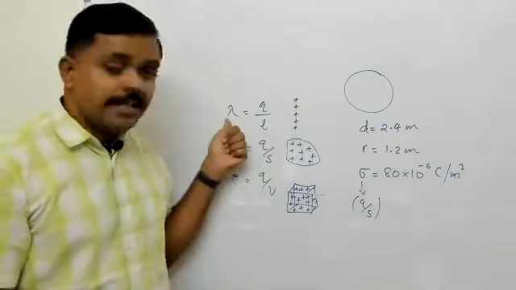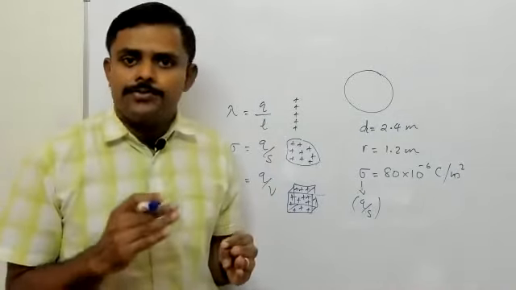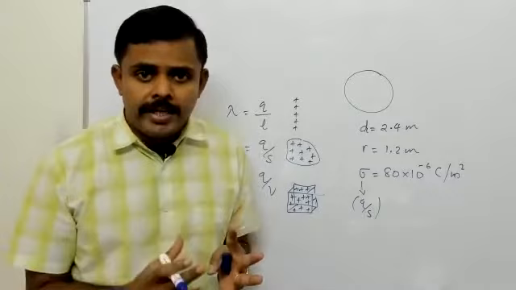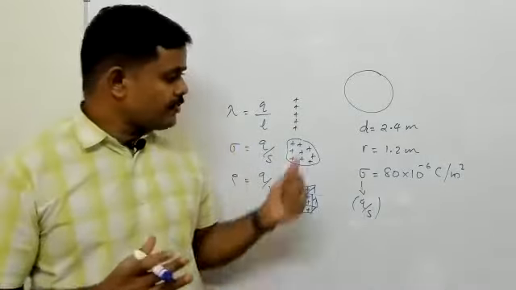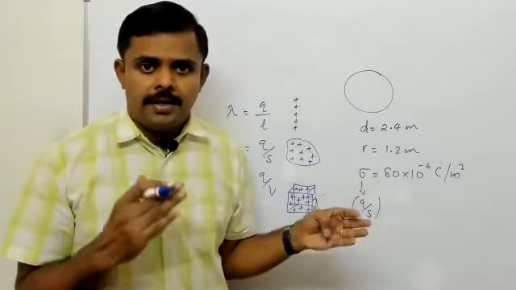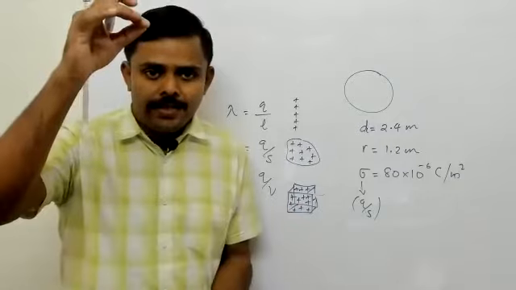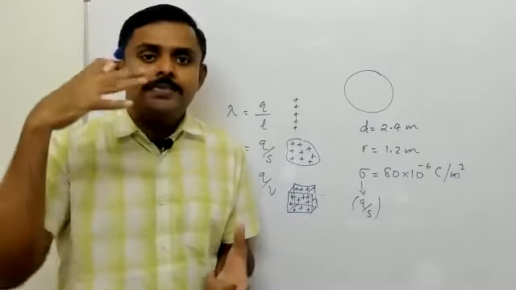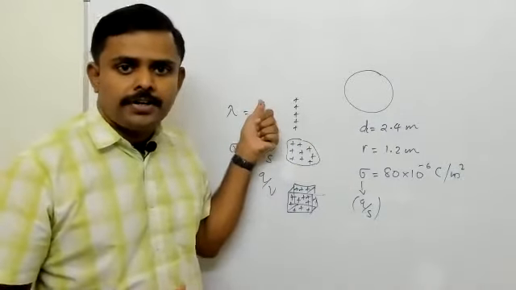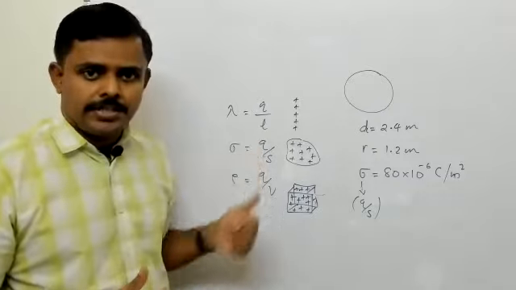I'm repeating one more time. Charges can be distributed in three different ways. First, linear charge distribution: charges are on a line, for example a thread or string that you give charges to. There you find the total charge by total length, which is called lambda, linear charge density.